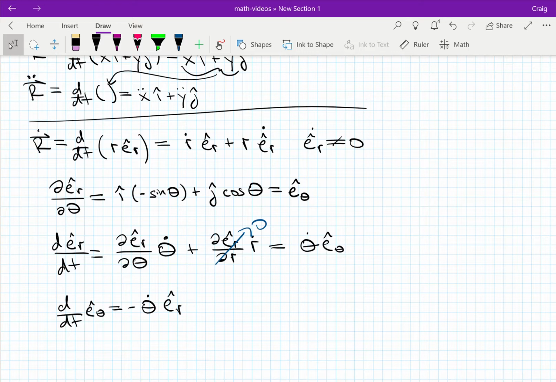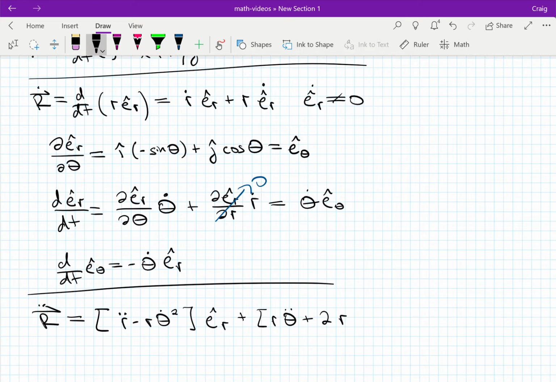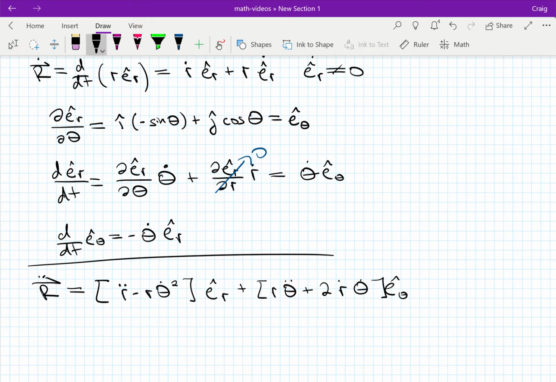Okay, so that's for the first derivative. We can do that again, just taking the chain rule. So for the second derivative, r double dot, I can just take time derivatives of this expression and that expression. And it will tell us at the end of the day that it's r double dot minus r theta dot squared in the radial direction plus r theta double dot plus 2 r dot theta dot in the tangential direction. You can compare that to the trivial Cartesian description of the acceleration vector, which is just x double dot in the horizontal direction plus y double dot in the vertical direction.